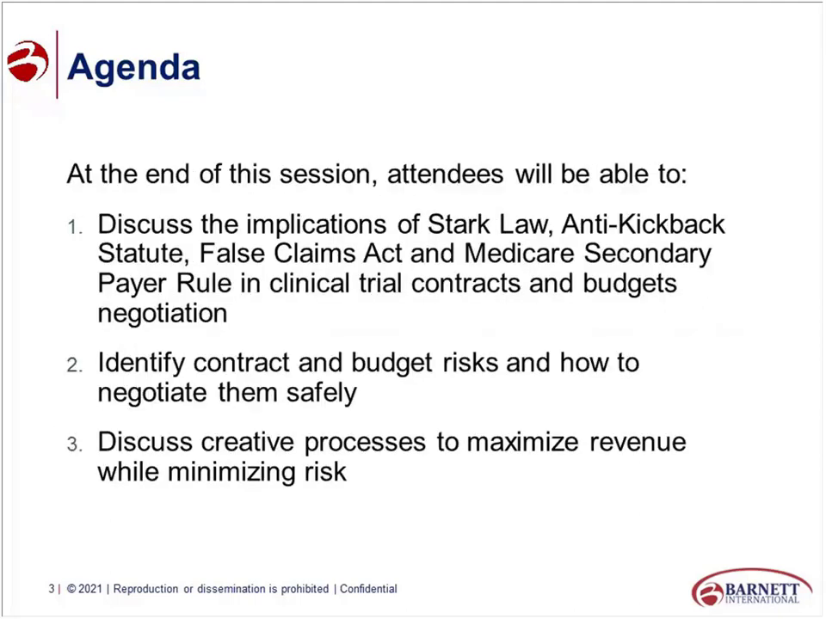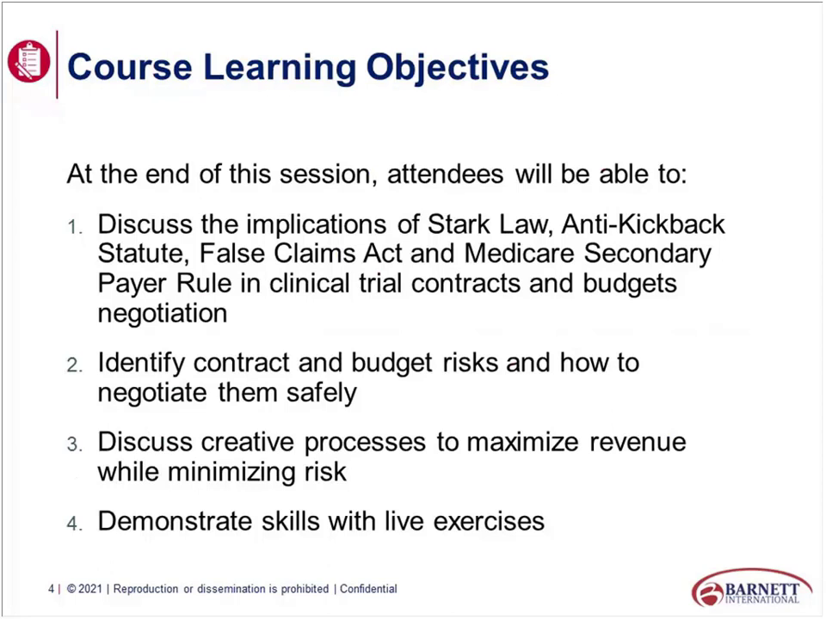clinical trial negotiations. So hopefully by the end of this session, you should be able to discuss the implications of the Stark Law, the Anti-Kickback Statute, the False Claims Act, and the Medicare Secondary Payer Rule. So obviously these are all U.S. regulations, so these risks are all related to negotiating budgets and contracts in the U.S. Hopefully you'll see how to identify the risk areas and negotiate them safely, and you can create a process that assures that you address these concerns with each negotiation.